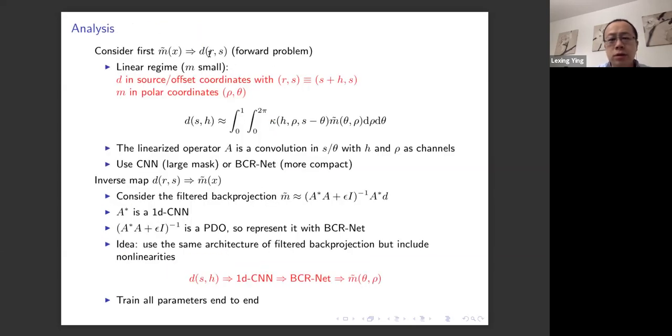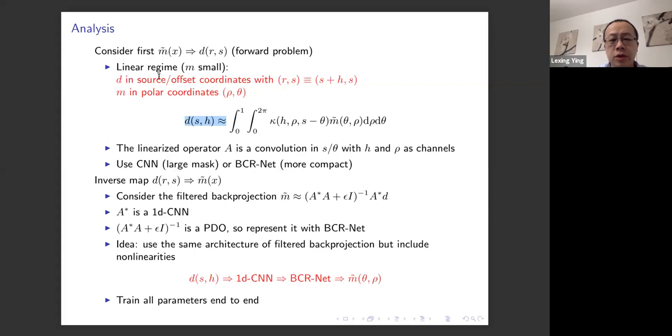So again, the structure is the same. We consider first the forward problem. So in the linear regime where the perturbation m tilde is small, we can actually write the receiver data d in a convolution form. But now this convolution has to be in polar coordinates because of the circular geometry. Here we're leveraging the circular symmetry of my domain and also my source and receiver setup. So it's a convolution in the s variable.